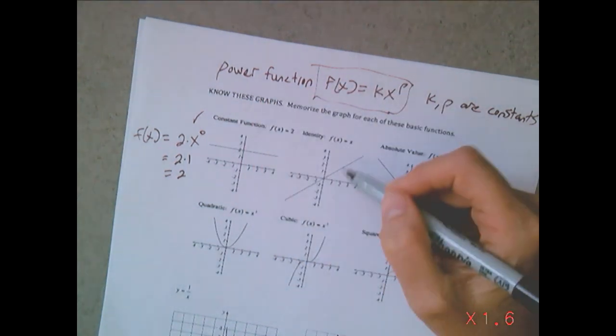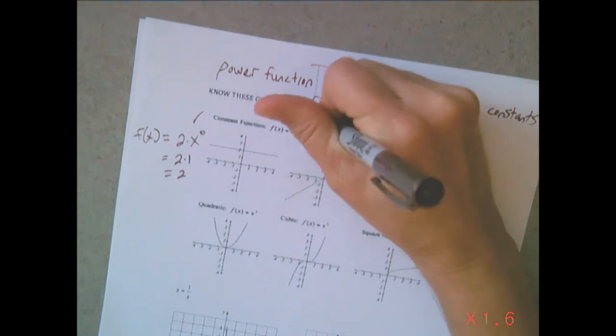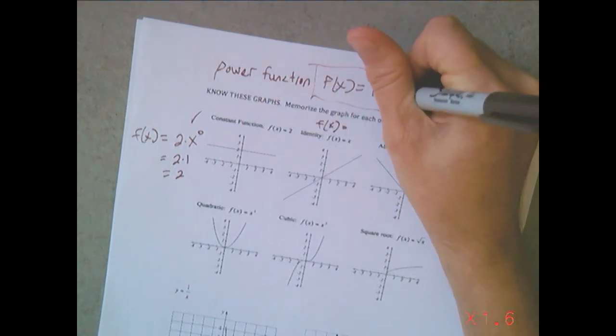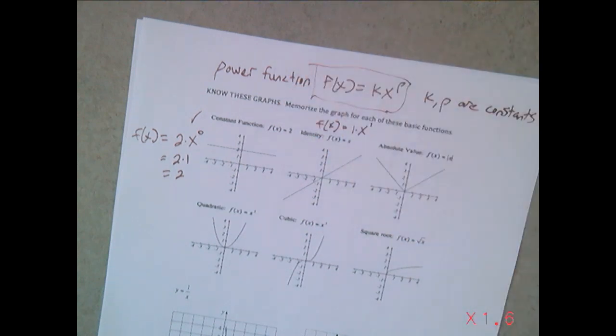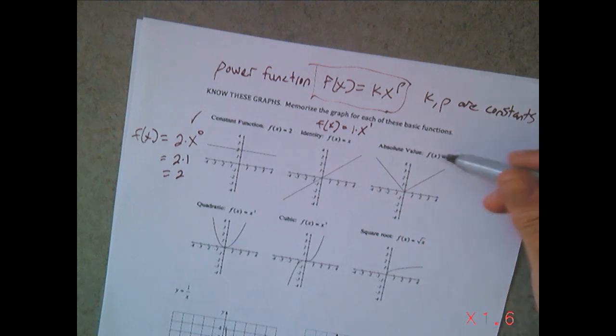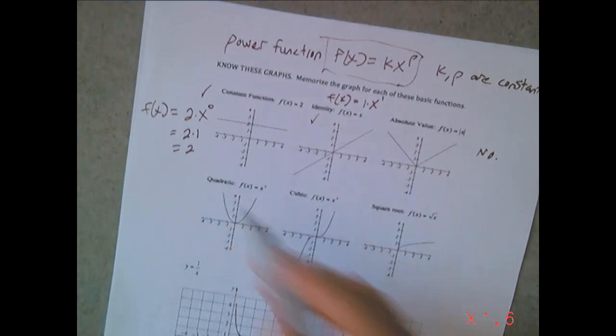Over to the right, this linear function, y equals x, could also be written in the same kx to the p form, where k is 1 and p is 1, and that would create f of x equals x. The absolute value cannot be written as a power function, so this is a no. And the quadratic here, that's a yes.